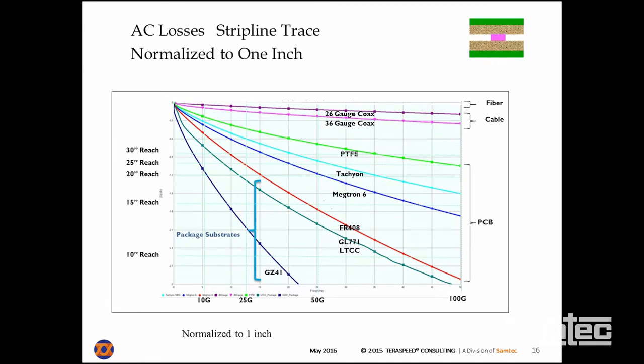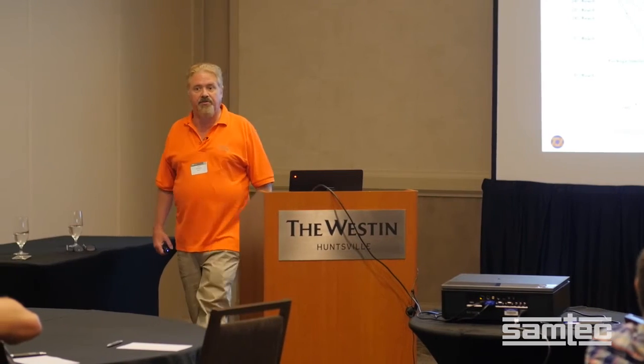Notice, if you're only going slower, you can use different materials. Here's your FR-408. But if you're starting to go faster and faster, notice, here's your frequency at the bottom, and if you want to go 30 inches, you can't use any of these. You have to start using better material. And remember this chart: here's your MEG, here's your Tachyon, Teflon, and then here are your coax cables, because they're very low loss. So your slower signals, you can use all this material. As we go faster and faster, your choices go away. So then you have to use different material.